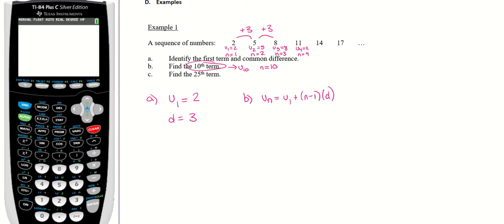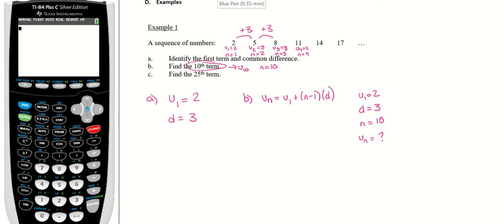So oftentimes when I'm doing these kinds of questions, I'll just make myself a little list off to the side. So I know u1 is 2. I know d is 3. I know n, in this case that I'm interested in, is 10. And un, or u10, I'm not sure. That's the thing I'm looking for.